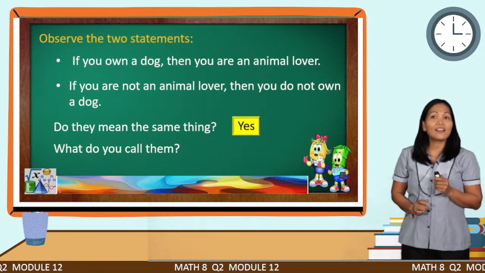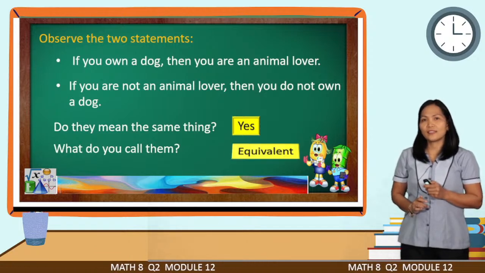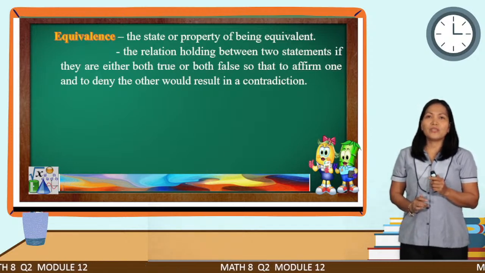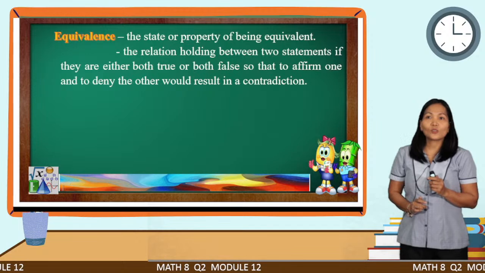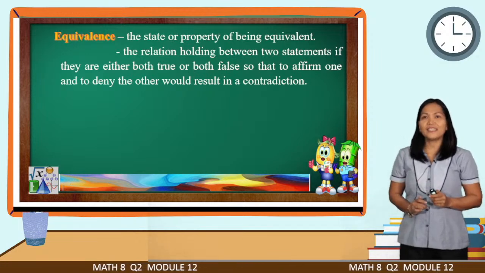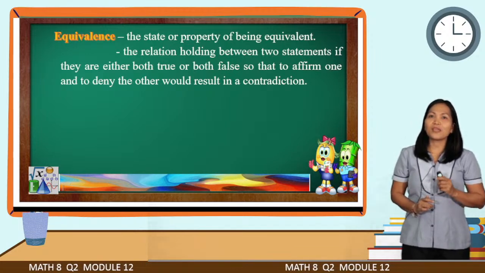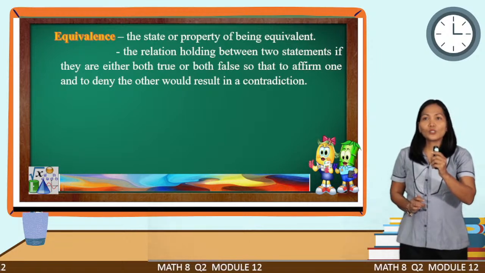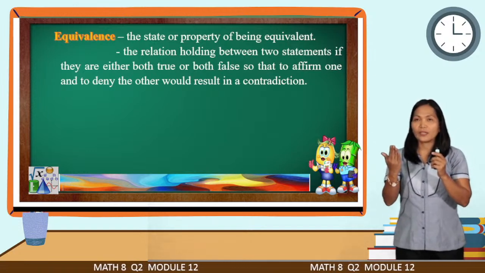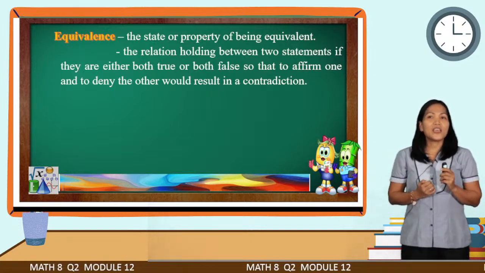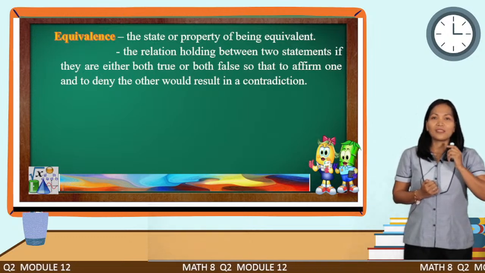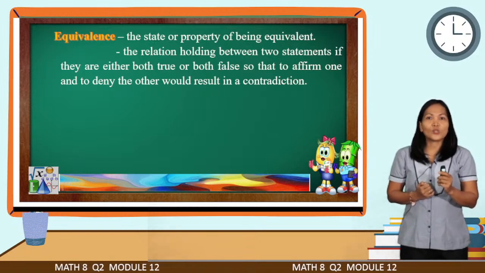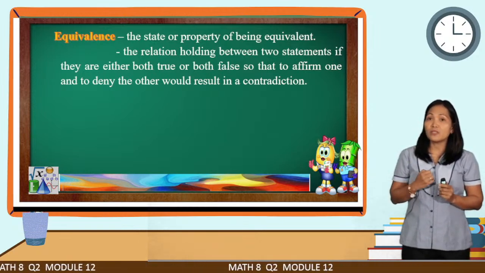Yes, they are called equivalent. So, the state or property of being equivalent is called equivalence. Meaning, if one statement is true, its equivalent statement should also be true. Likewise, if one statement is false, then definitely its equivalent statement should also be false.